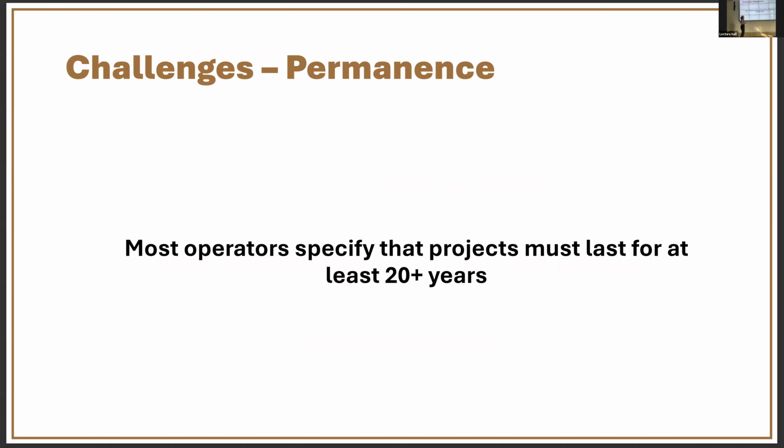And finally, there's this issue of permanence. And this is that we need to ensure that our gains are lasting through time. Most operators specify that projects must last for at least 20 years to try and account for this. But beyond the 20-year point, we don't know. And this is again where the issue of offsetting comes up. Because if you have destroyed a rainforest and bought a credit, but then the rainforest in your credit is also destroyed after 20 years because the project ends, we've had a total net loss of biodiversity.